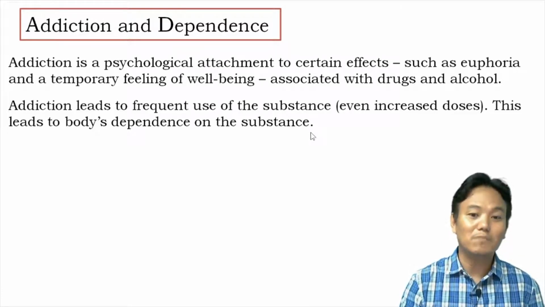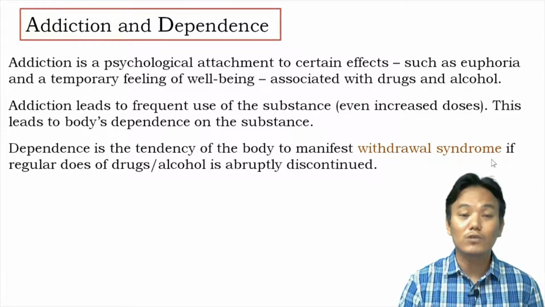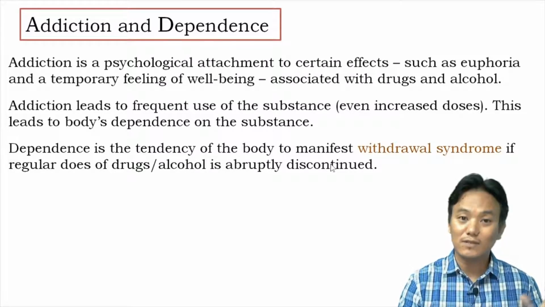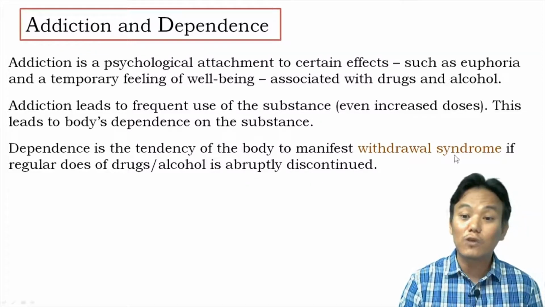And this leads to the body's dependence on the substance. Now, what is dependence? Dependence is the tendency of the body to manifest withdrawal syndrome. This word is important, withdrawal syndrome. So withdrawal syndrome is shown by the body if the regular doses of the drugs and alcohol are abruptly discontinued. If a person is addicted to a certain substance and stops taking that particular substance abruptly, the person's body shows withdrawal syndrome.